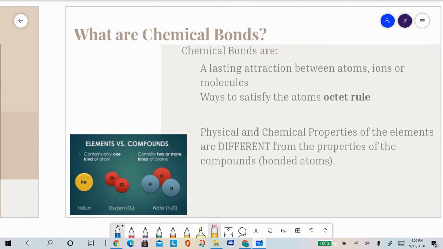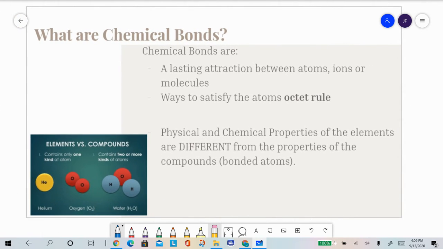Okay, so first we need to talk about, what is a chemical bond? Chemical bonds are a lasting attraction between atoms, ions, or molecules. It is a way for atoms to satisfy their octet rule. Remember, atoms really want to have 8 electrons in their valence shell, and in order to do that, they need to get those electrons from somewhere or give those electrons to something. And so that's what a chemical bond is. It is two atoms, sometimes more atoms, coming together to share or transfer their electrons to make a lasting attraction.